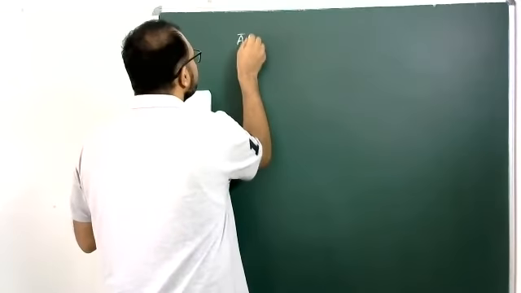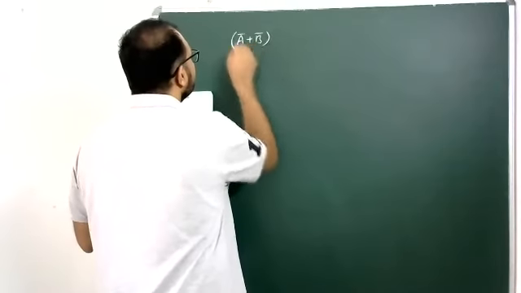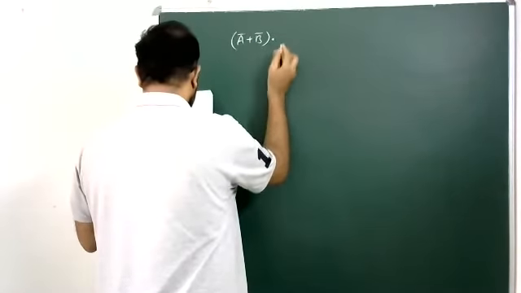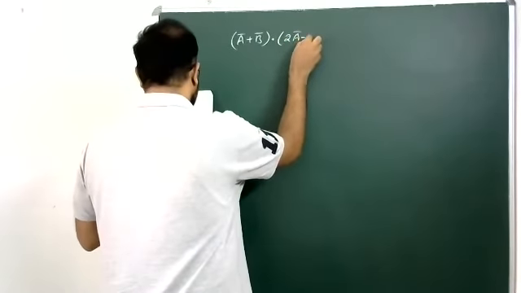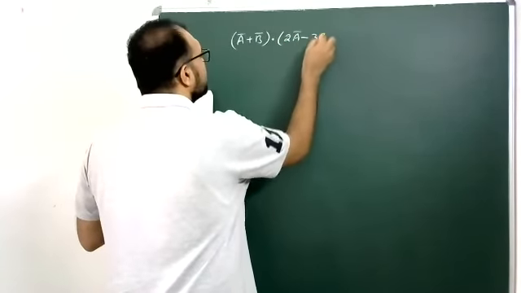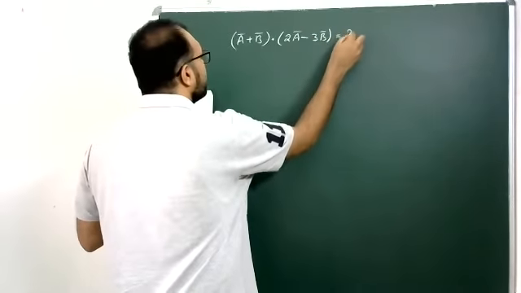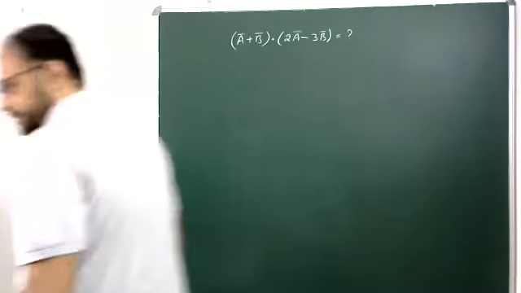(A bar plus B bar) dot product (2A bar minus 3B bar) equal to, we need to find out.